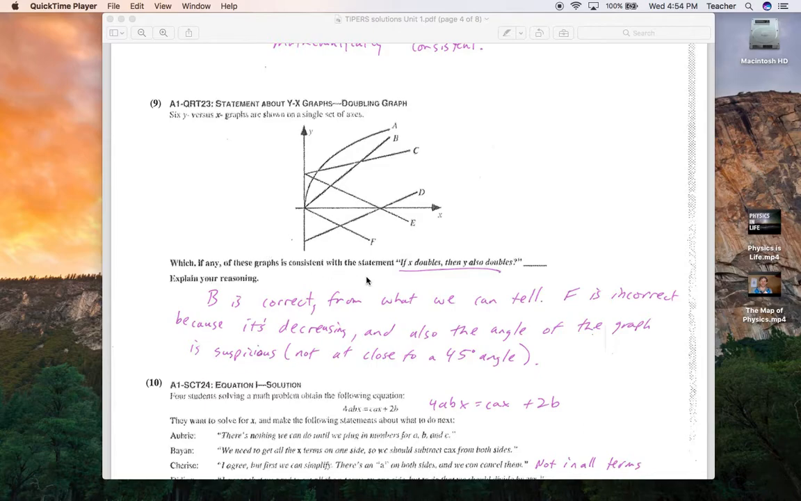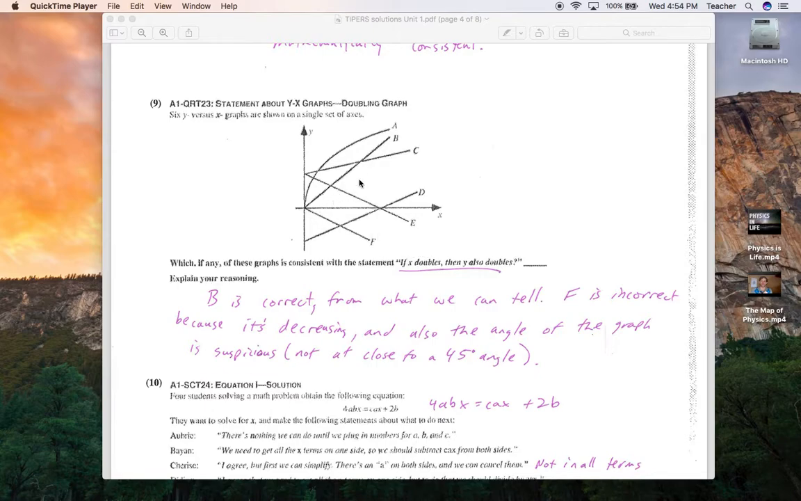Number 9, I have to talk about this a little bit. If X doubles, then Y also doubles. I think B is the only one that's correct for a couple of reasons. First of all, F is going in the negative direction. So as the X value increases, the Y value would decrease. That's not quite doubling unless you think about magnitude.